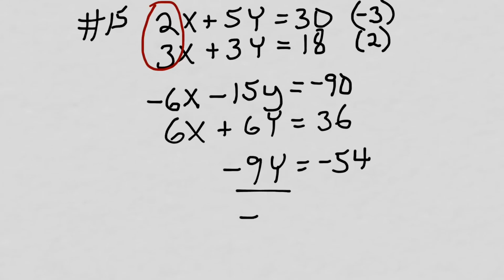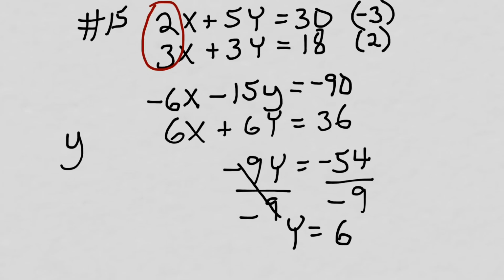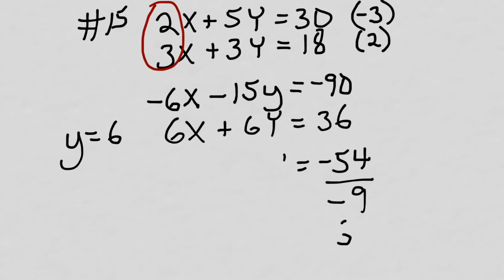Divide both sides by negative 9 because I want to get y by itself. I'm left with y equals negative 54 divided by negative 9 equals 6. So number 15, I know that y equals 6. All right, I'm going to stop here a second, do a little bit of erasing so I've got some room.